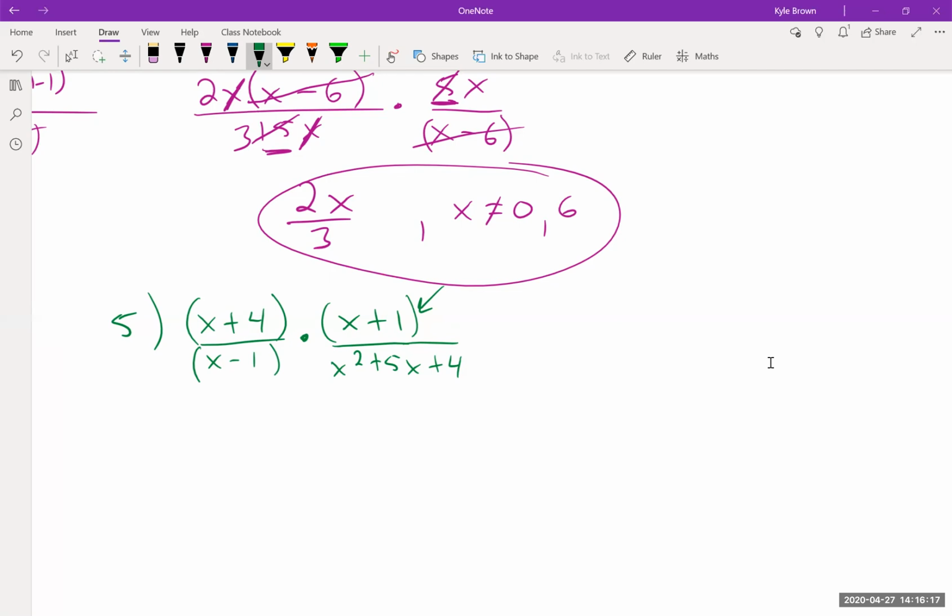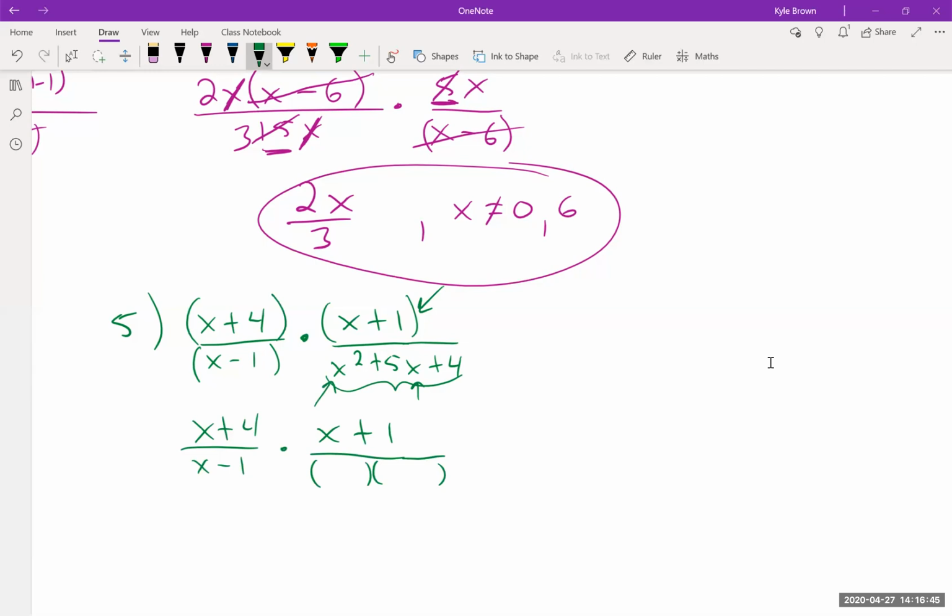But now the bottom, that doesn't look quite right. What I have to do is factor this first to see if there's anything I can cancel out of it. So we're going to write it all again: x plus 4 over x minus 1 times x plus 1. And then I'm going to factor the bottom here. The way we factor these ones, where you've got an x squared and then an x and a number on the end, is they both get a bracket.